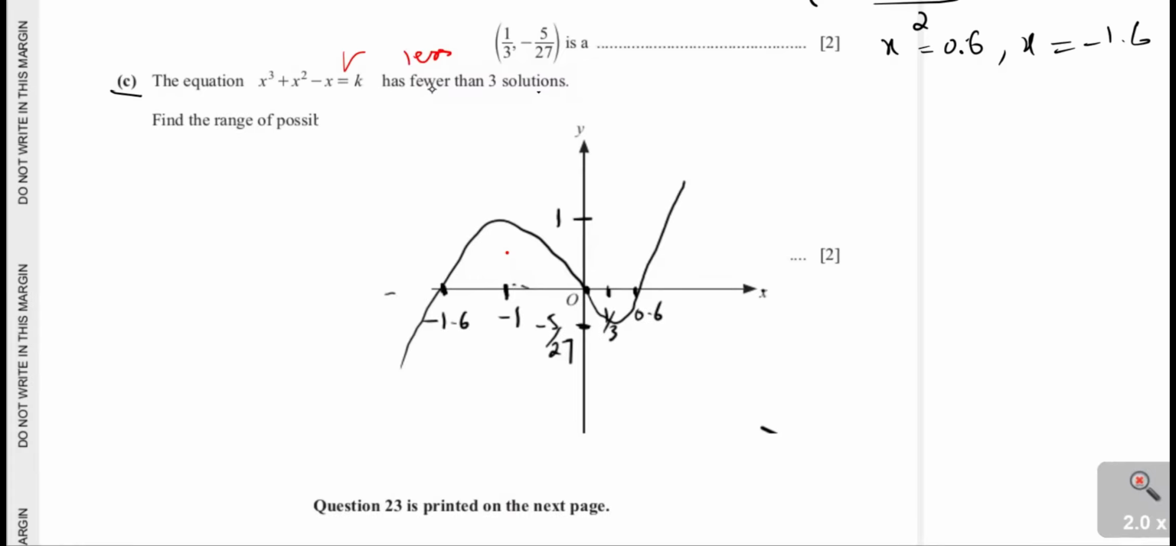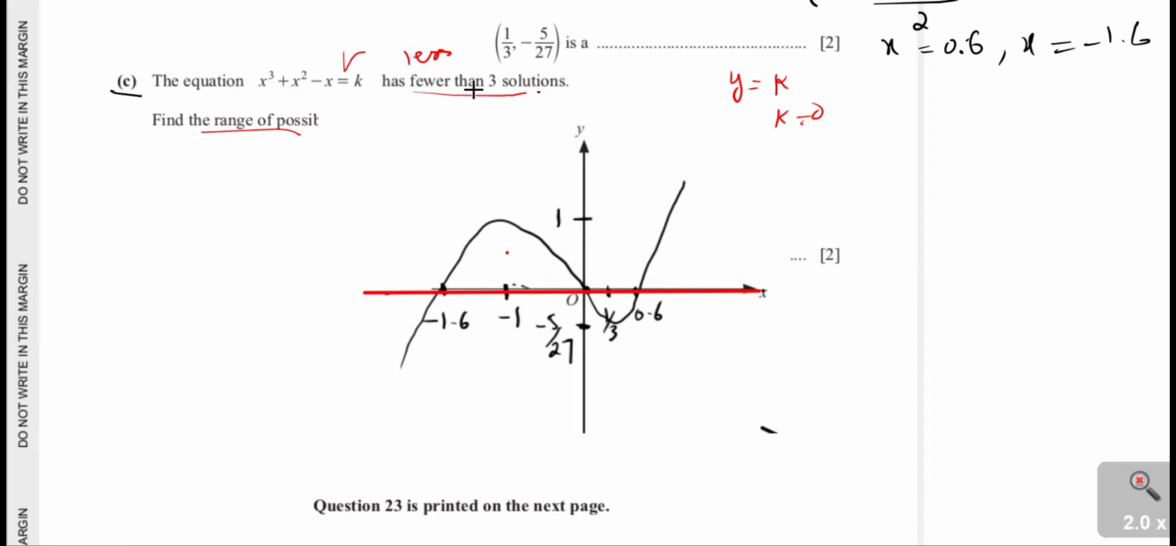The equation has fewer than 3 solutions. Find the range of possible values of k. Fewer than means less than 3 solutions. To get the value of k, we will draw a line y equal to some values. Suppose we draw a line y equal to 0, look here, this line intersects the graph at 3 points. Therefore, when the value of k is 0, this equation has 3 solutions.